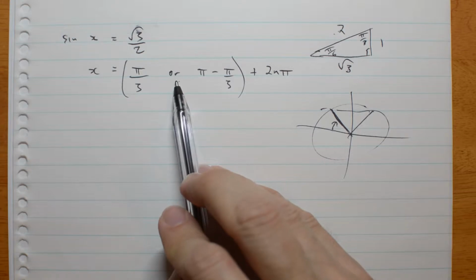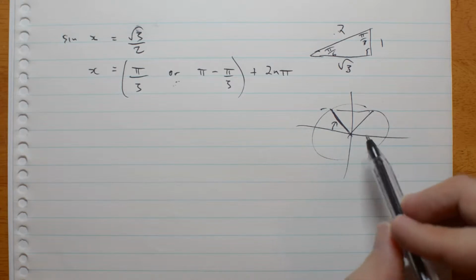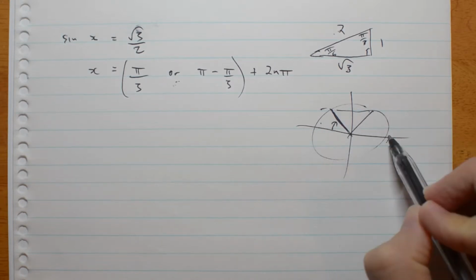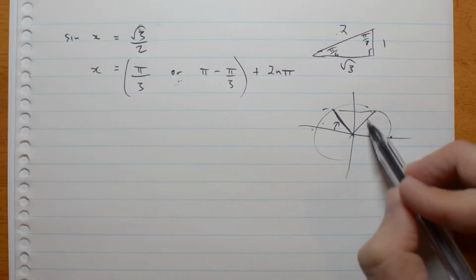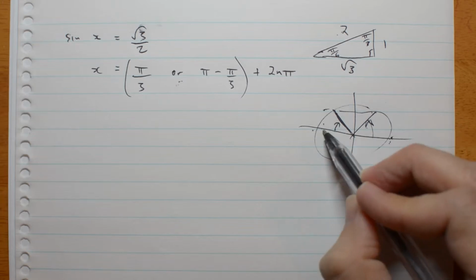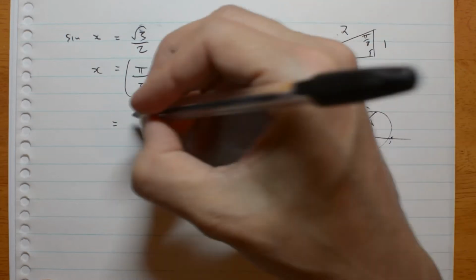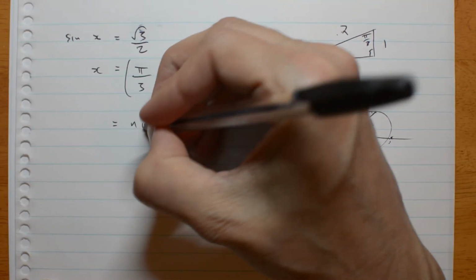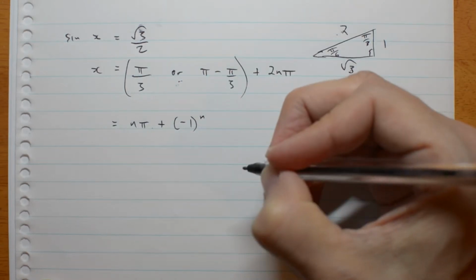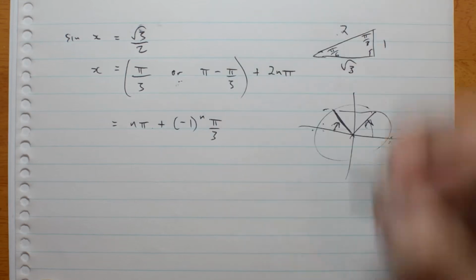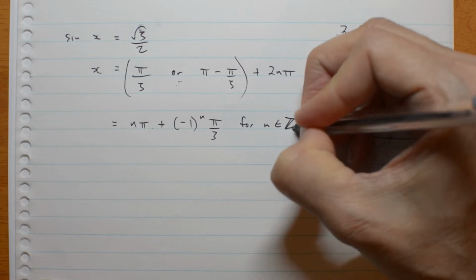I don't really want to write it with an or. There was a clever trick for it, do you remember? The clever trick is I'm going to go some number of pi's, and if my number of pi's is even, I'm going to add pi on 3. And if my number of pi's is odd, I'm going to subtract pi on 3. So let me write that more correctly. It's n pi plus negative 1 to the n times pi on 3, for some integer n.